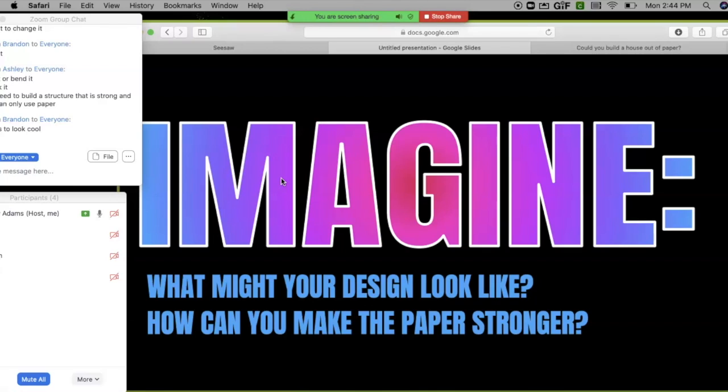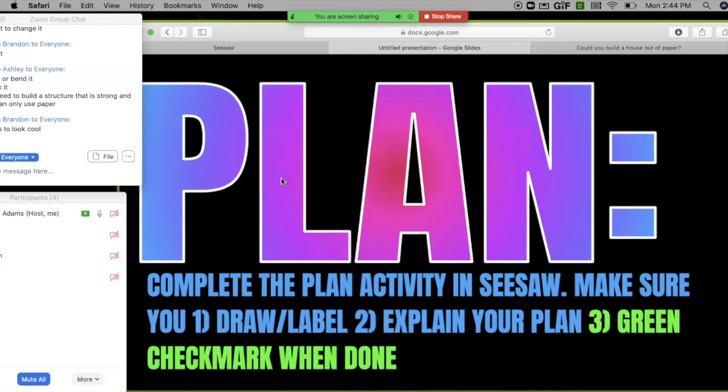Once you start to get some ideas flowing, we are going to put those down on paper, okay? So your next step is going to be to plan it out, and this is where Seesaw is going to come in, okay? So in just a second, you're going to have a few minutes to plan out your design on Seesaw. So you're going to open up the plan activity, which you'll find, okay?